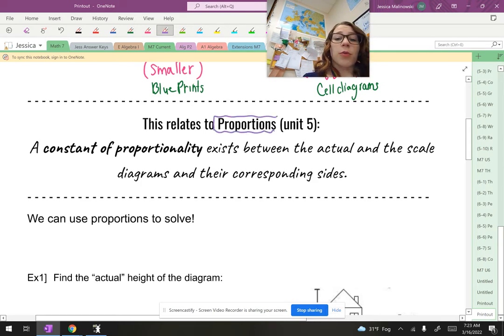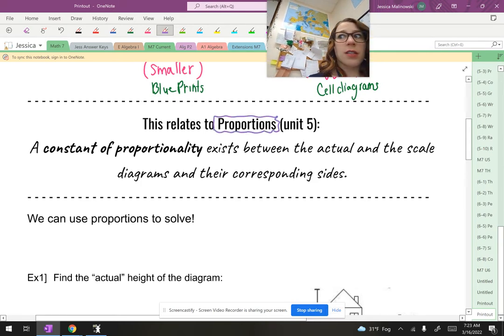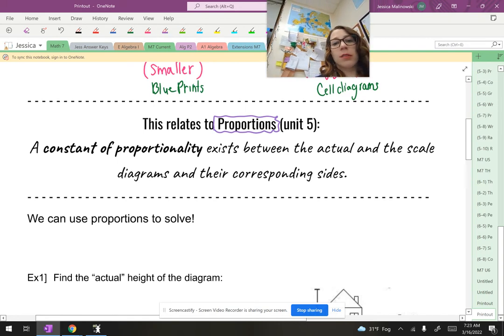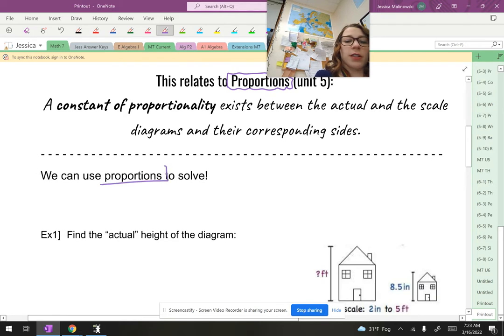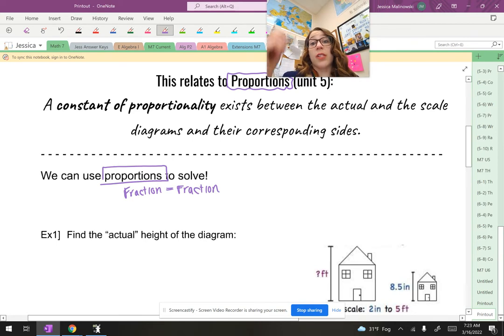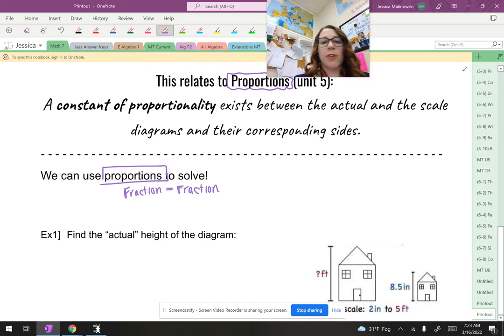So this stuff is relating to what we did in Unit 5 with proportions. And remember what a proportion is? A proportion, if you hopefully remember, is a fraction that is equal to a fraction. Right, in Unit 6 we did percent over 100 is equal to part over whole, that fraction equal to a fraction.